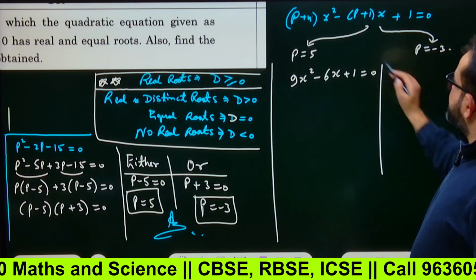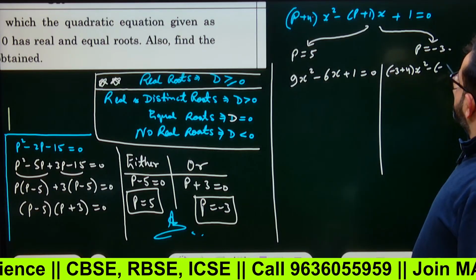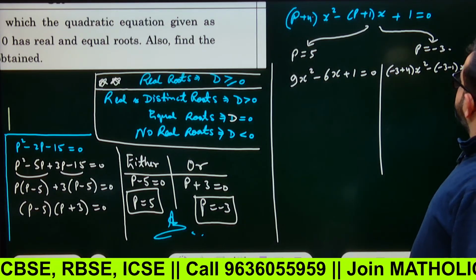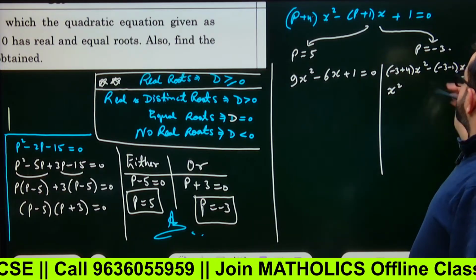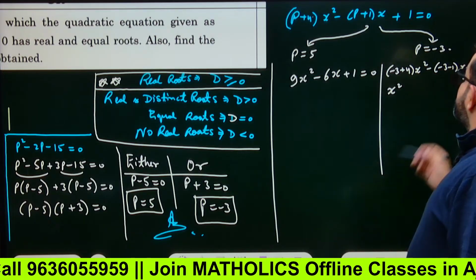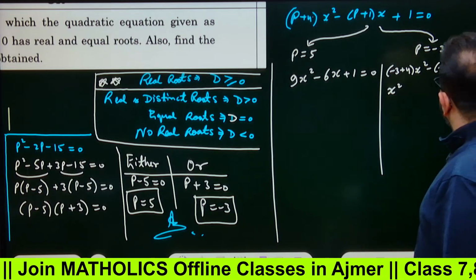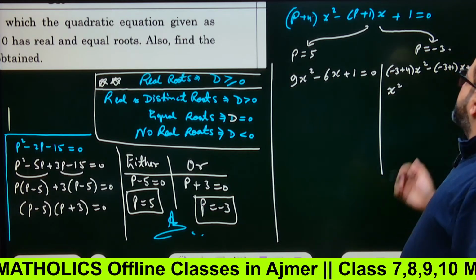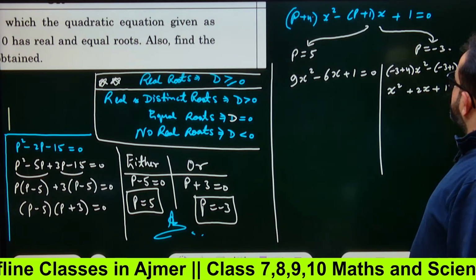Now put p equals to minus 3: minus 3 plus 4 into x square minus of minus 3 plus 1 into x plus 1 equal to 0. So it is x square, minus 3 plus 4 is 1. Minus of minus 3 minus 1, no, minus 3 plus 1, sorry. Minus 3 plus 1 will be what? Minus 2, yes or no? It will be minus 2, and minus times minus gives plus. So x square plus 2x plus 1 equal to 0.